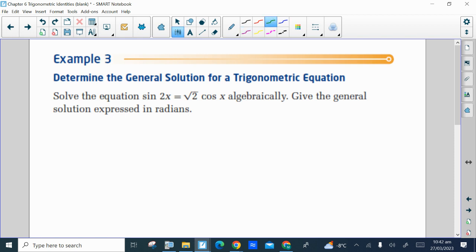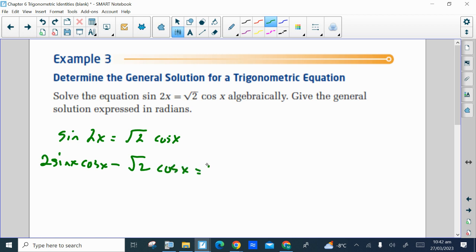So looking at this next one. This one says give the general solutions in radians. So we have to first find our solutions between 0 and 2 pi. So we have sine 2x equals root 2 cos x. There's only one option for sine 2x, that's 2 sine x cos x. And then I would subtract the root 2 cos x from both sides to make it equal to 0.